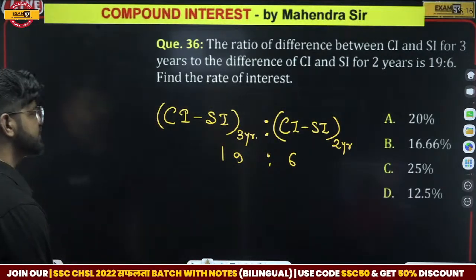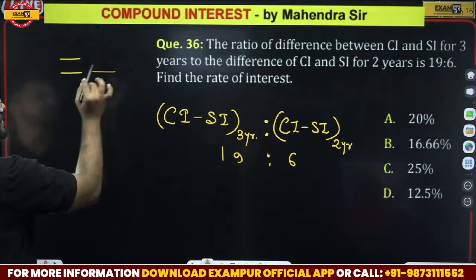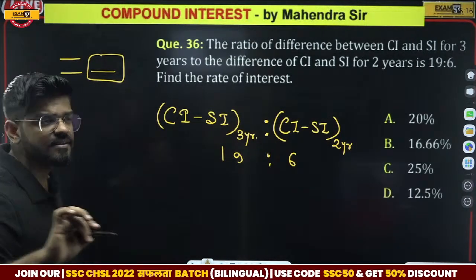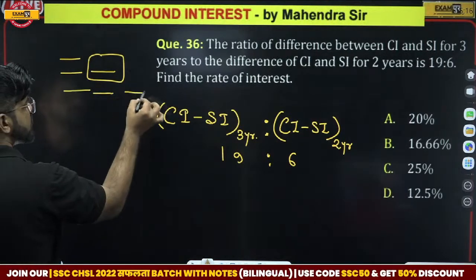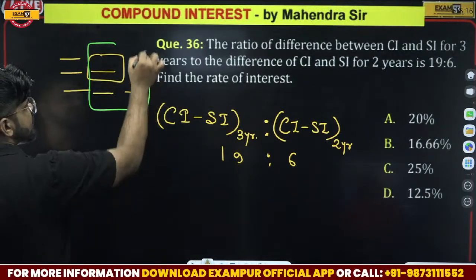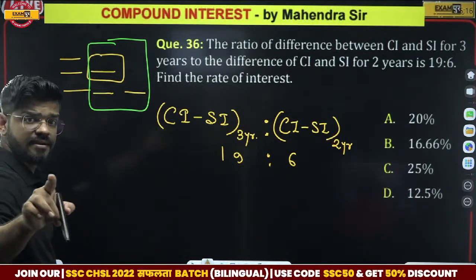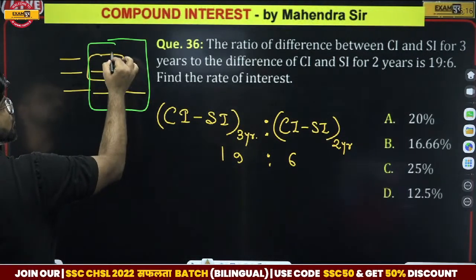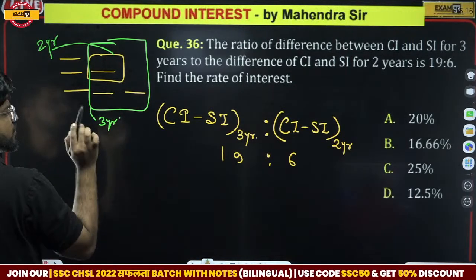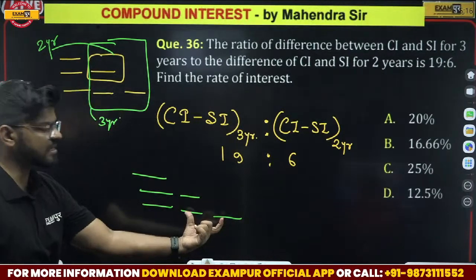Okay. You know that if I talk about the 2 year slab, this is the difference for 2 years, CI and SI. And these slabs are the difference between 3 years of SI and CI, right? Clear? So this is the 2 year difference and this is the 3 year difference. Yes or no? So these are my slabs and I have to work on these slabs.